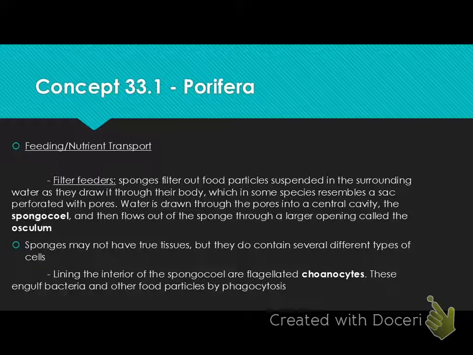I'm not sure if I'm pronouncing any of these words right. Spongocoel. And then it flows out of the sponge through the larger opening called the osculum.